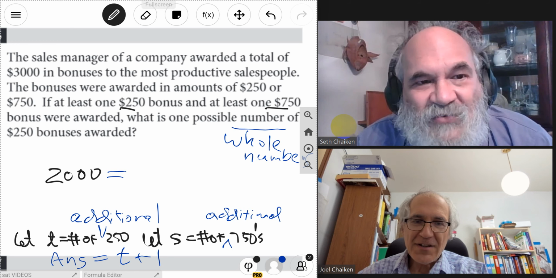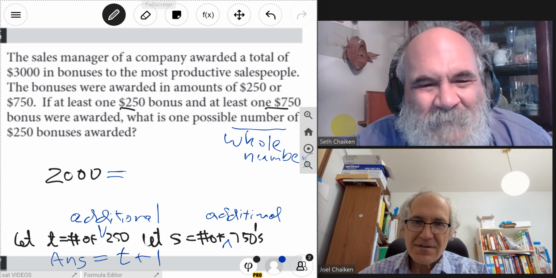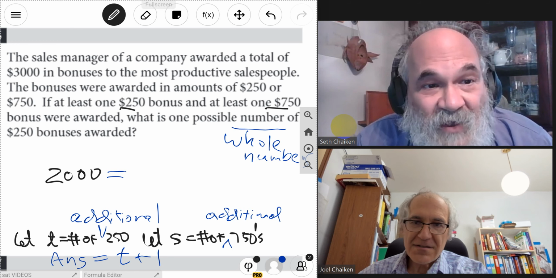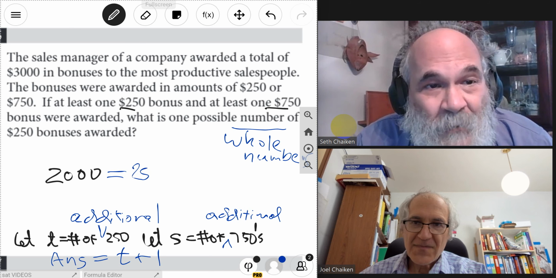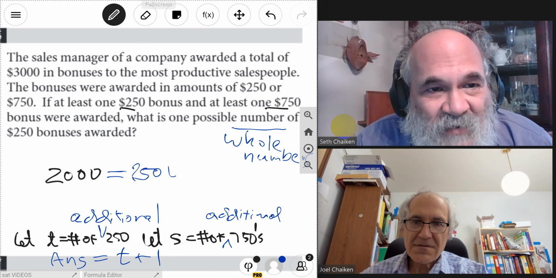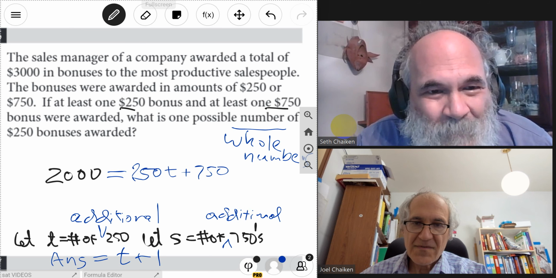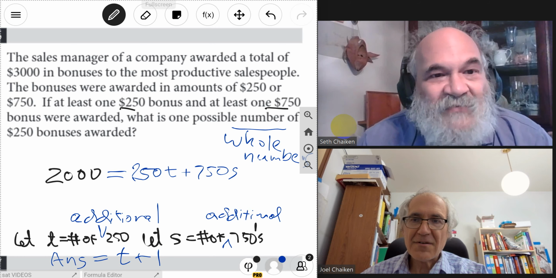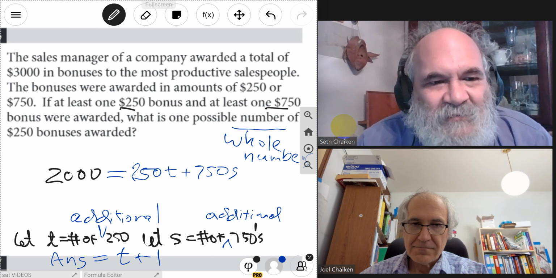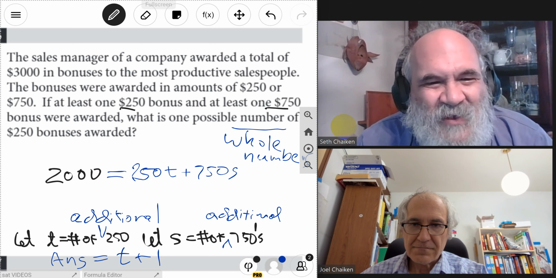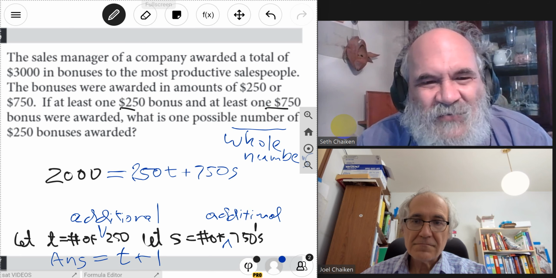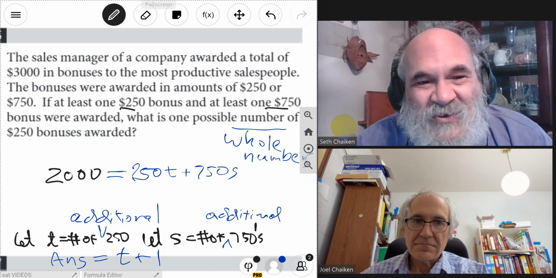Okay, so now what do you do? What's the equation? Well, it's 250 times T plus 750 times S. So we have to find a possible integer for T for which there's an integer for S that makes the equation true.